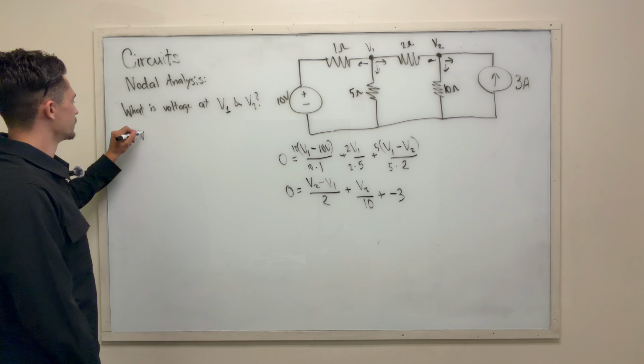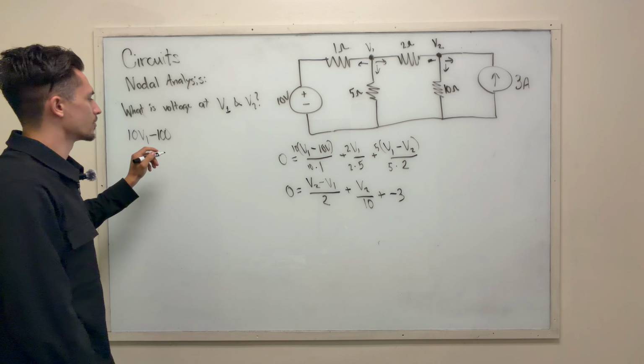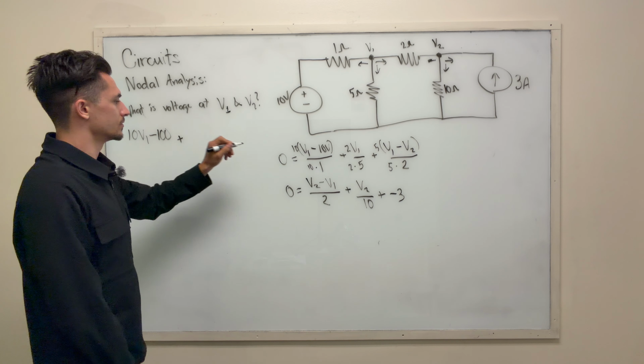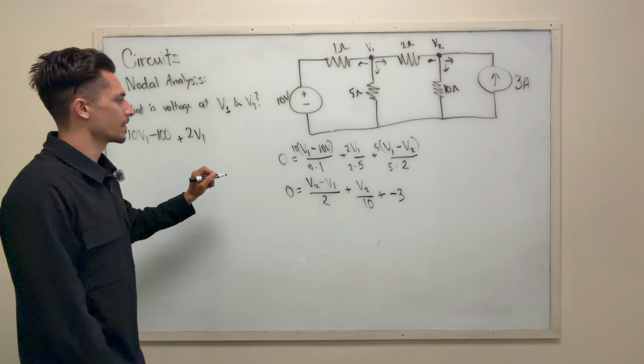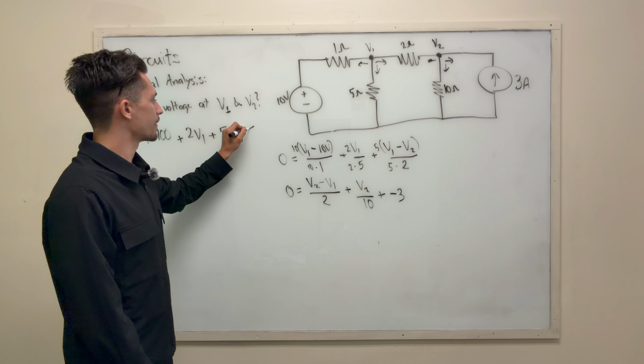So we're going to go from the left. We're going to go 10 V1 minus 100 volts. But we're just going to keep it at 100 plus 2V1 plus 5V1 minus 5V2.